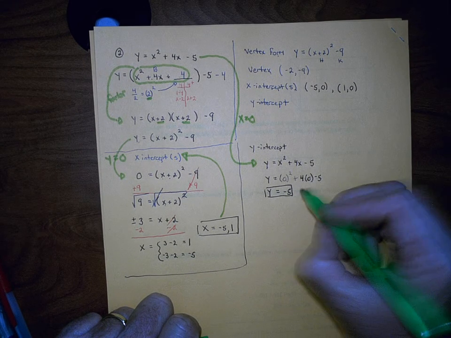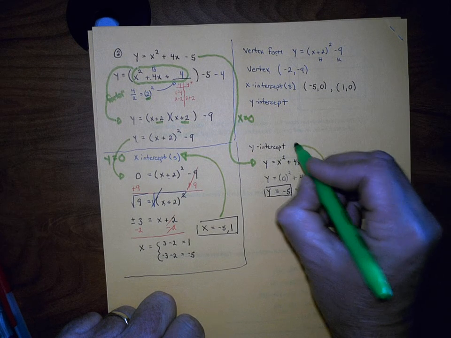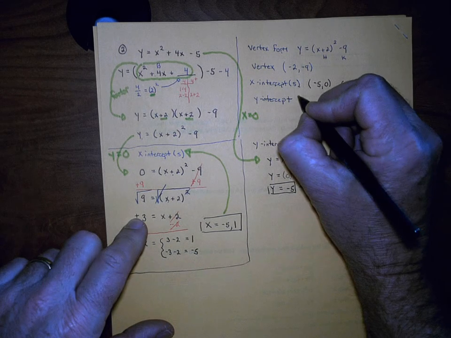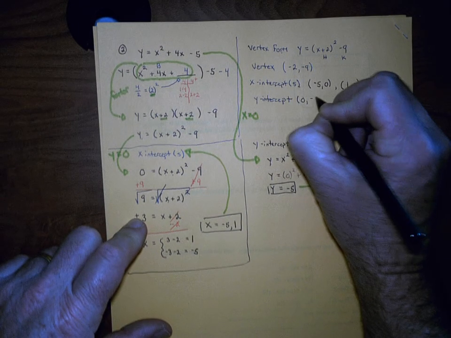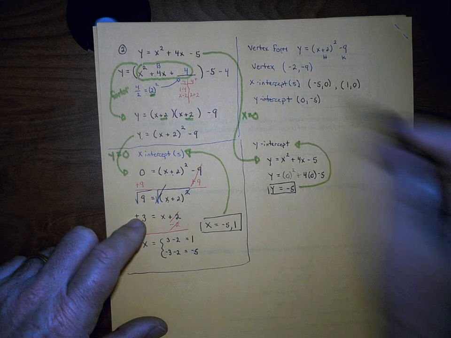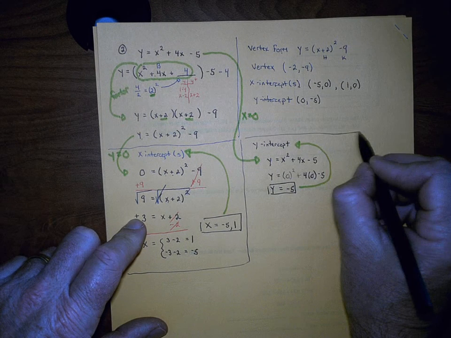Okay, and then to write your y-intercept, you write it as an ordered pair, and it would be the ordered pair (0, -5), whatever that number is. Your x value for your y-intercept is always 0. So there's your y-intercept.